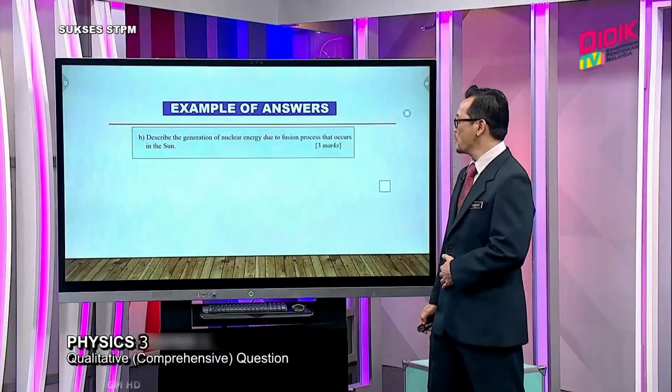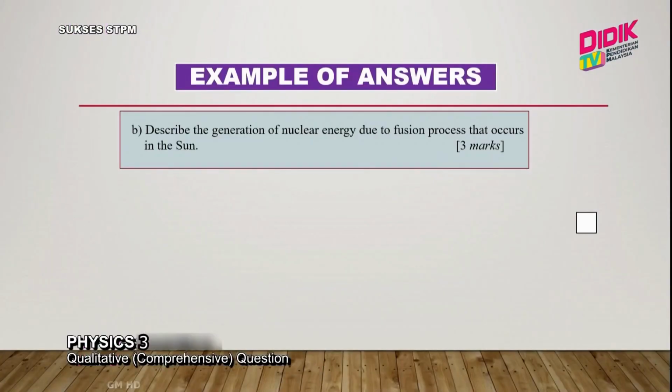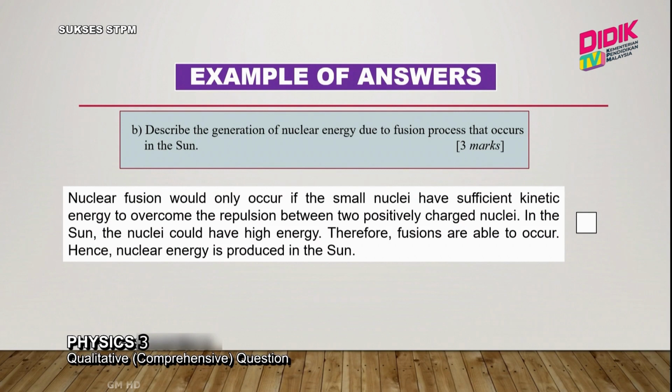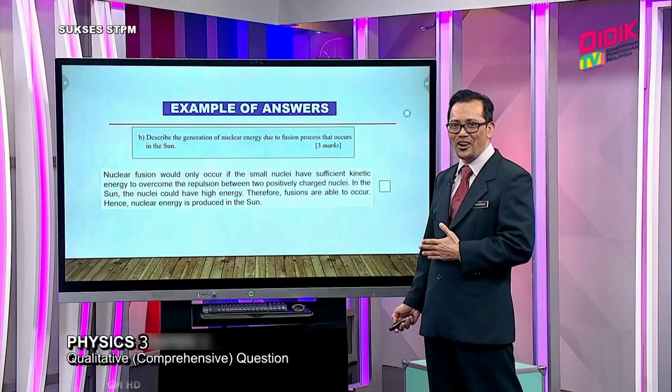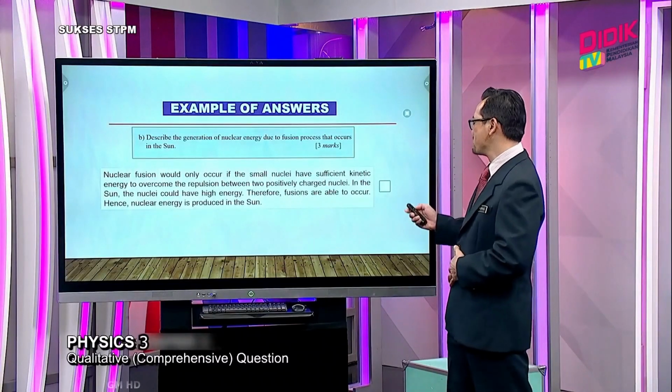Right, let's look at question B. Describe the generation of nuclear energy due to the fusion process that occurs in the sun. Let's look at this suggested answer. Nuclear fusion would only occur if small nuclei have sufficient kinetic energy to overcome the repulsion between two positively charged nuclei. In the sun, the nuclei could have high energy. Therefore, fusions are able to occur. Hence, nuclear energy is produced in the sun. So, guess whether this is a good answer or not.